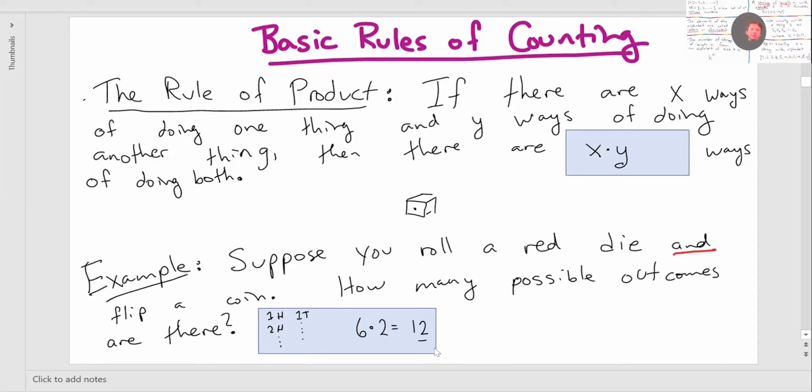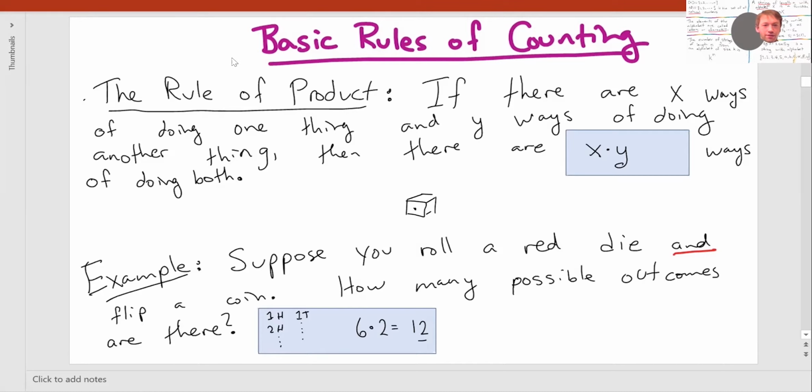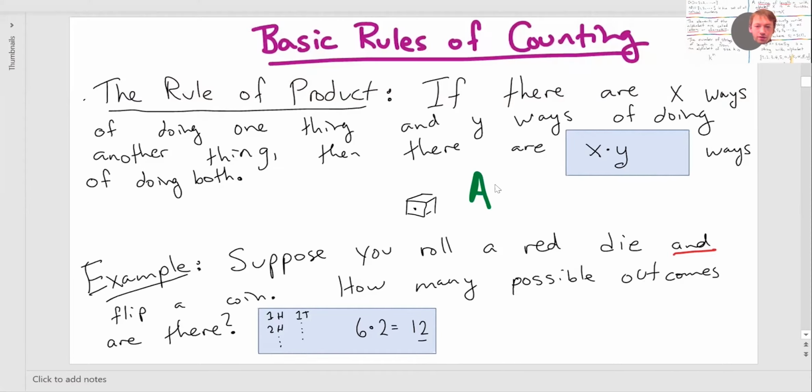This is a really simple example. We're going to be doing things that are much more complicated than this, but this is just to show the idea. Whenever you're doing one thing and the other, you're doing the rule of product. So maybe I'll emphasize that. Often when you see a question and it has the word and, if you're doing something and something else, and you want to know how many ways there are to do it, it's usually a product.